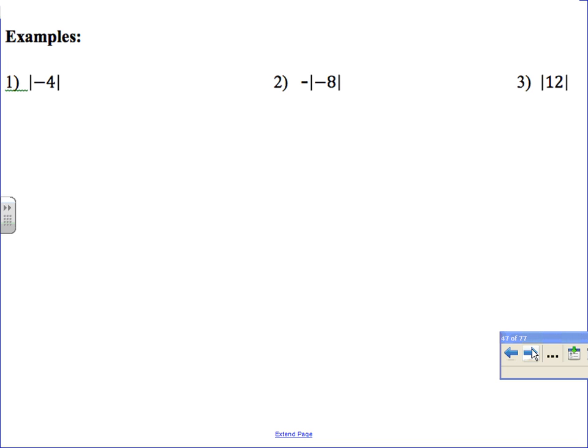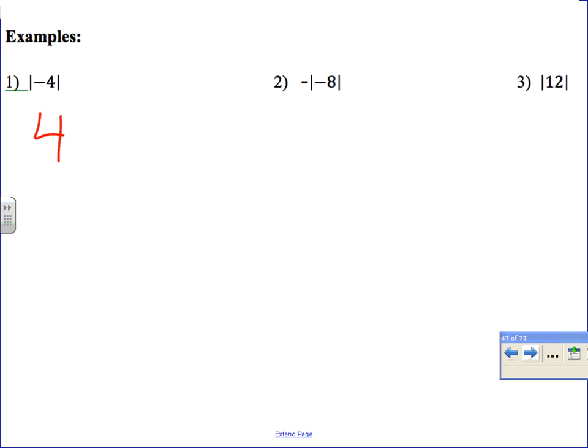So number 1, what is the absolute value of -4? In other words, how many units is -4 from 0? I hope you say 4. Okay, absolute value of anything that's negative is going to be positive.